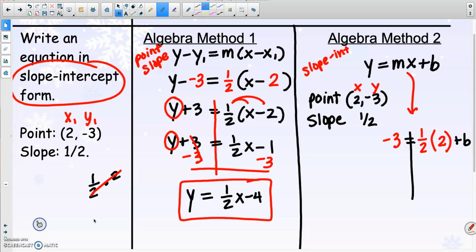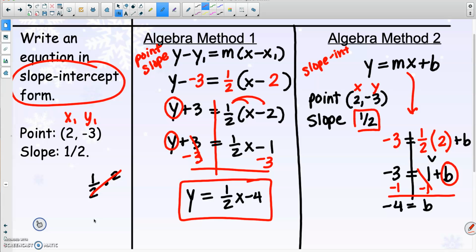So see if you're following what I'm doing. I'm taking the point and replacing x and y with 2 and -3, because any point on the line is going to be a solution in the equation. Any point can be substituted for x and y. So if I multiply 1/2 times 2, that is 1. So now look at the equation that I have. So this time I'm trying to find b, the y-intercept. So if I solve this equation for b, I need to subtract 1. So negative 4 equals b. Then I can write my answer using this slope and this intercept. So y equals 1/2 x minus 4.